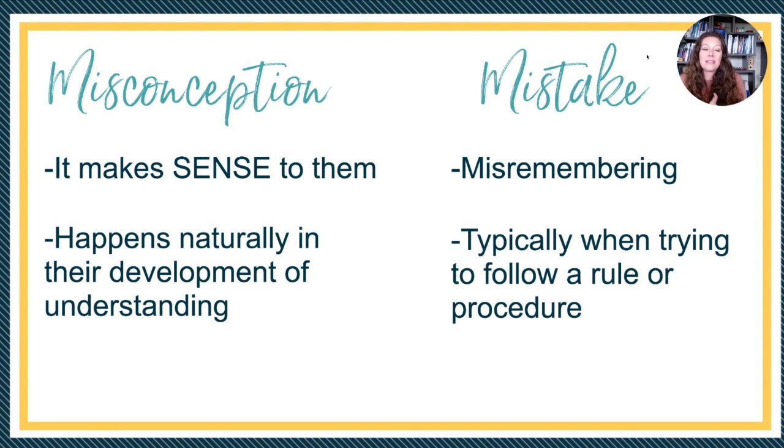And that's when misconceptions happen. Misconceptions actually happen as a natural development of students' understanding. What they are doing in the moment makes sense to them. It is based on their mathematical understanding at the moment, not just because they misremembered a fact or they didn't do the steps properly. Okay, so that's the difference between mistakes and misconceptions.